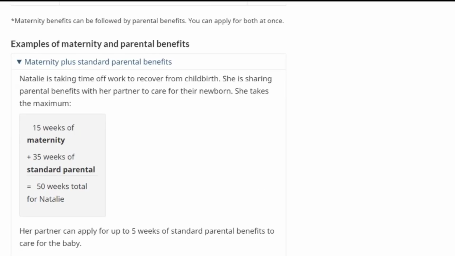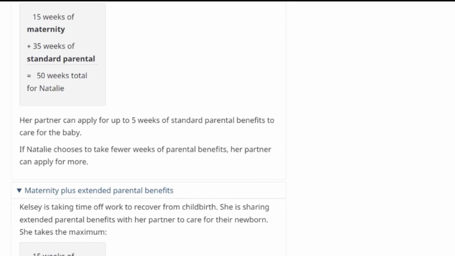The benefit rate and weekly max are on your screen for better understanding. Now, let's look at examples of maternity and parental benefits. Natalie is taking time off work to recover from childbirth. She is sharing parental benefits with her partner to care for their newborn. She takes the maximum: 15 weeks of maternity and 35 weeks of standard parental, 50 weeks total for Natalie. Her partner can apply for up to 5 weeks of standard parental benefits to care for the baby. If Natalie chooses to take fewer weeks of parental benefits, her partner can apply for more.